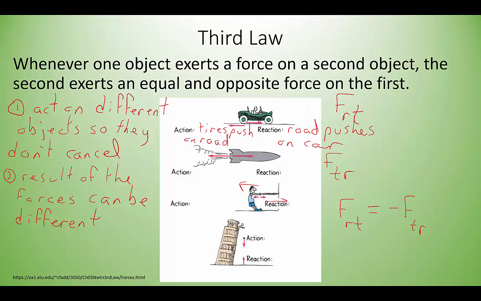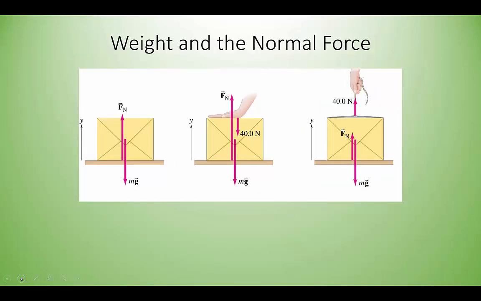However, we also have objects that are in contact with each other, and when they're in contact with each other, there are a couple of other forces we have to keep in mind. So let's finish up this video by talking about weight and normal force. Remember that weight is the force of gravity on an object, F_g, and that it's equal to mg, as we had said earlier.